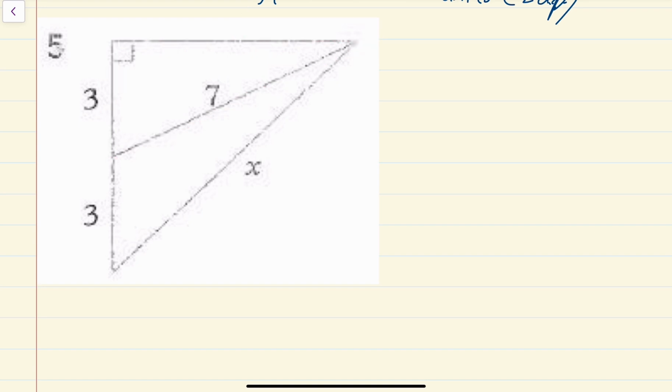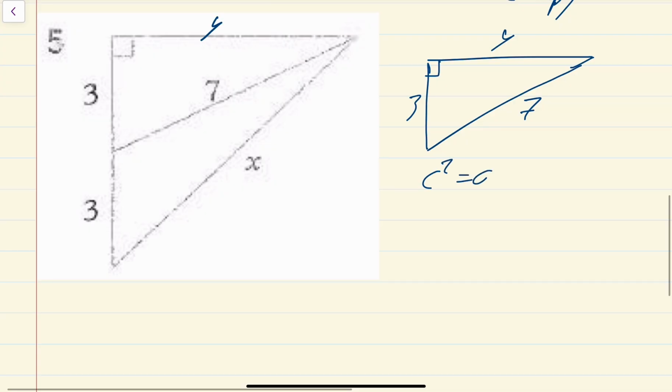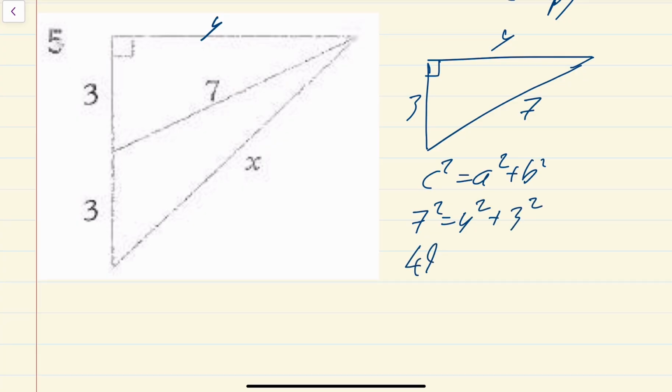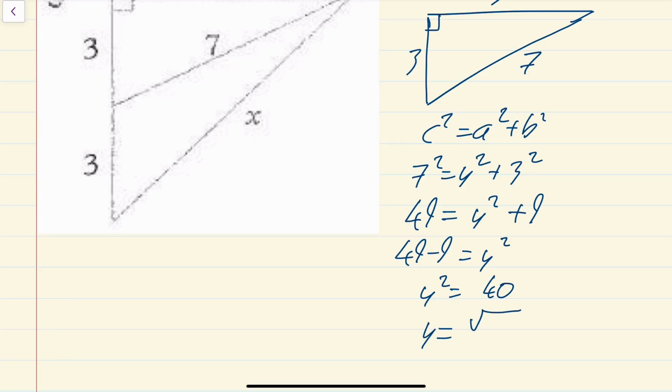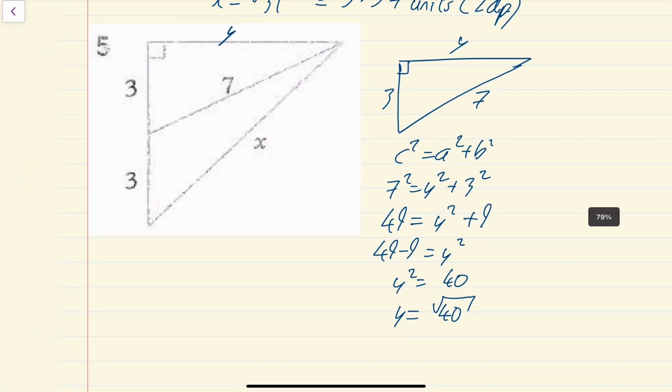First thing, draw the diagram. Call this y. That's 3, and the hypotenuse of this triangle is 7. So again, c squared equals a squared plus b squared. So 7 squared in this case is y squared plus 3 squared. 7 squared is 49, is equal to y squared plus 9. 49 minus 9 is equal to y squared, which means y squared is equal to 40. And the perfect answer for y is the square root of 40.